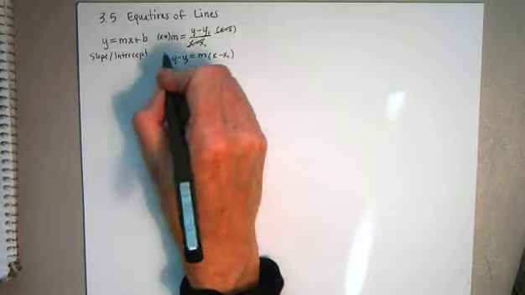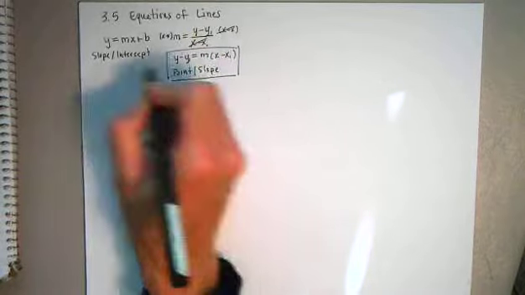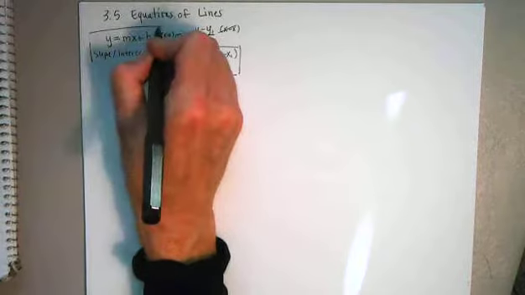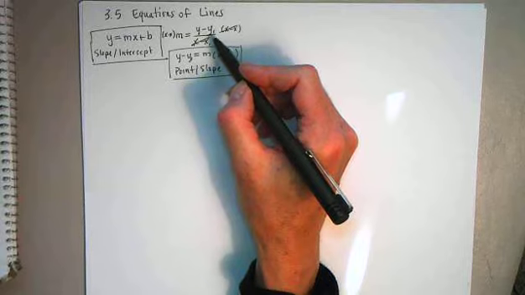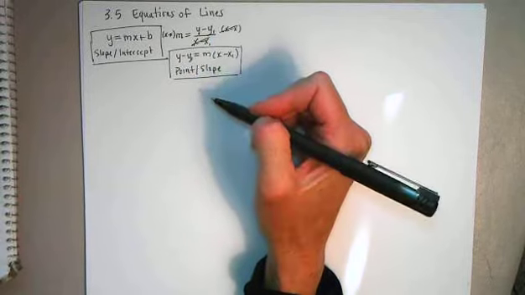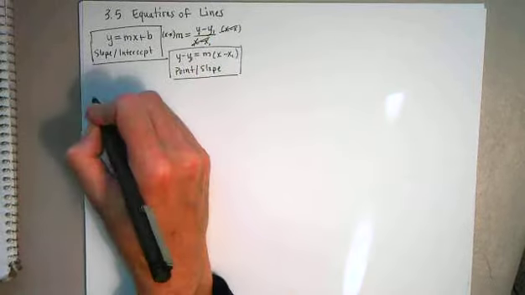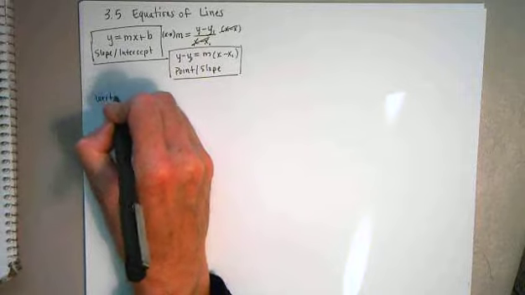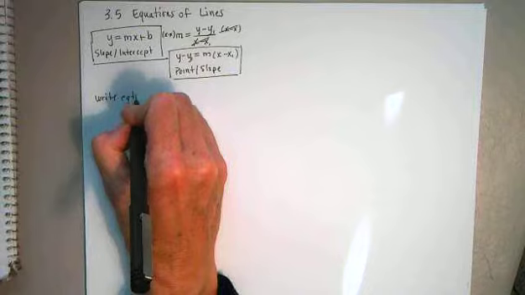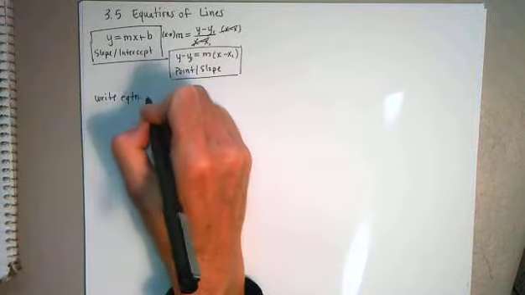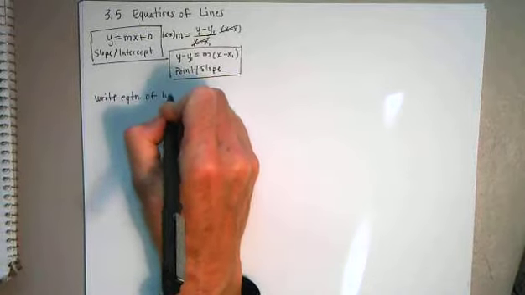So we have this formula, this equation, and we have this equation. And they're both very useful. And of course, don't forget your slope formula for this section. So they're going to give you some questions, and then you're going to have to find the line. So first of all, they'll all start out, write the equation of the line.